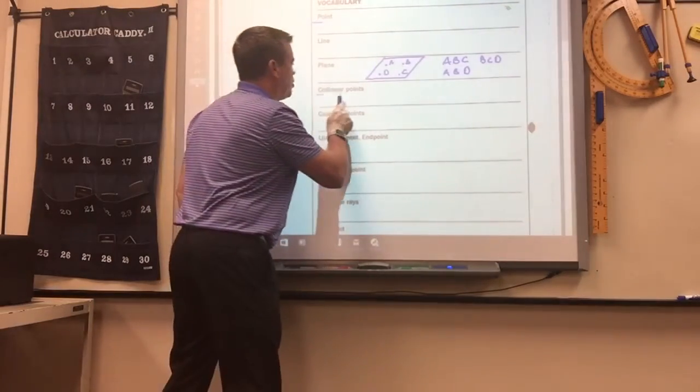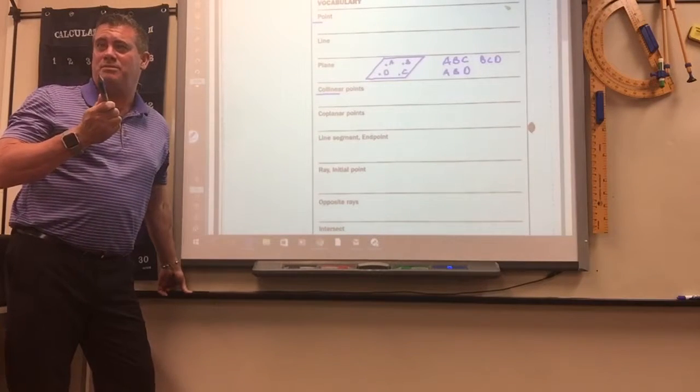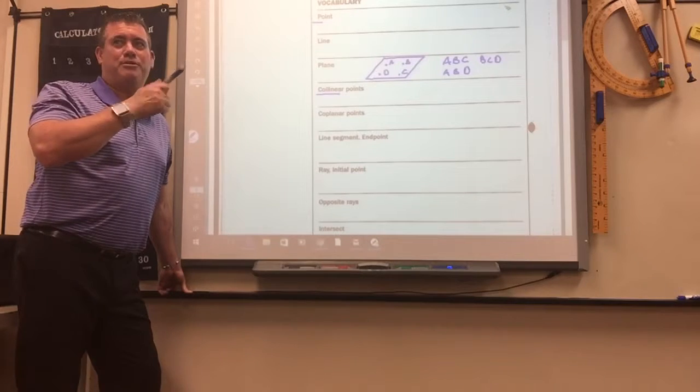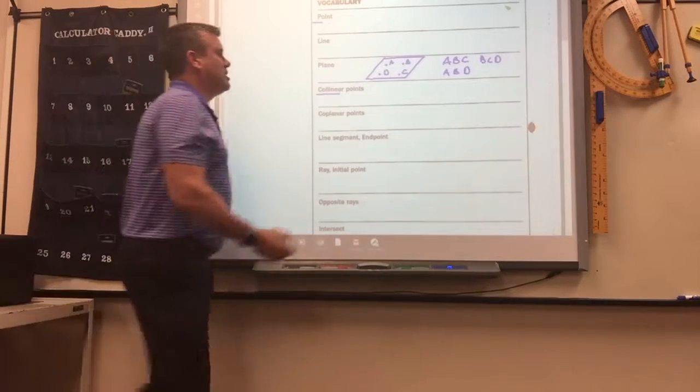Now, this is one word you may have forgotten, collinear, but do you remember what linear means? Straight. Straight line. So if points are collinear, you know what that is? On the same line. On the same line.